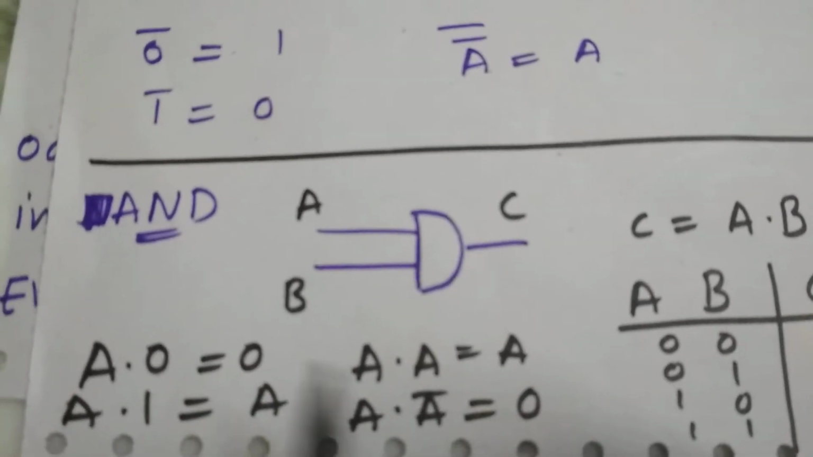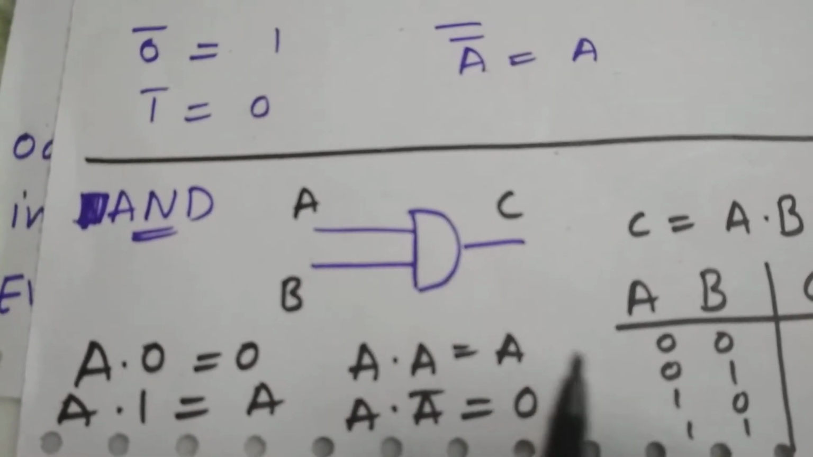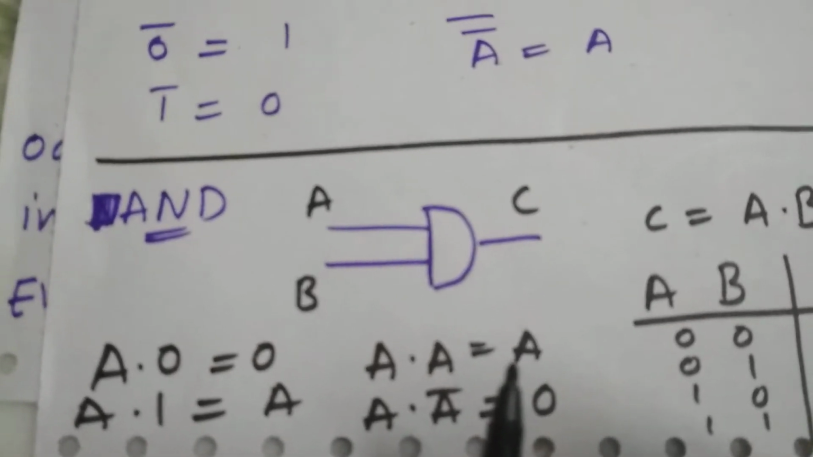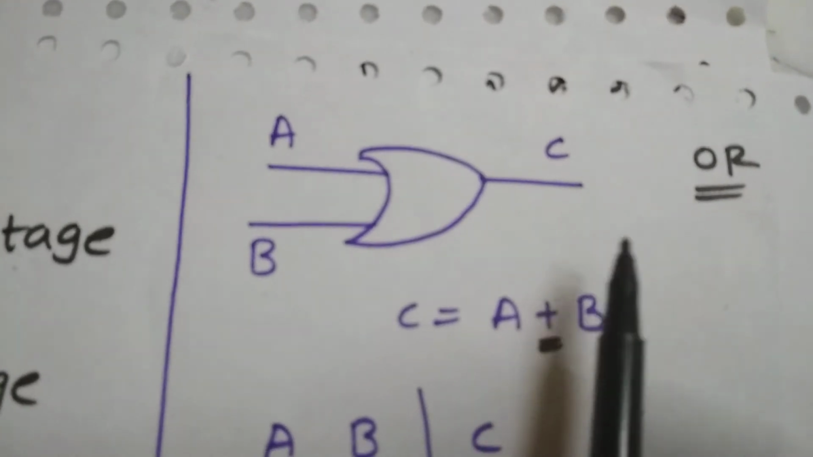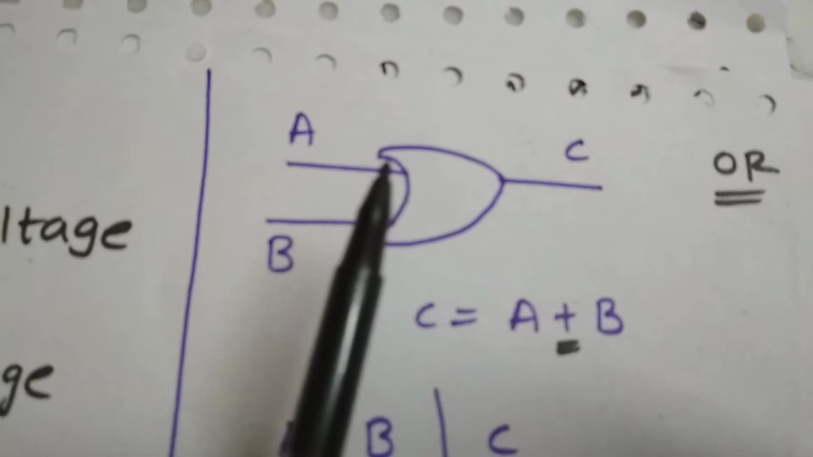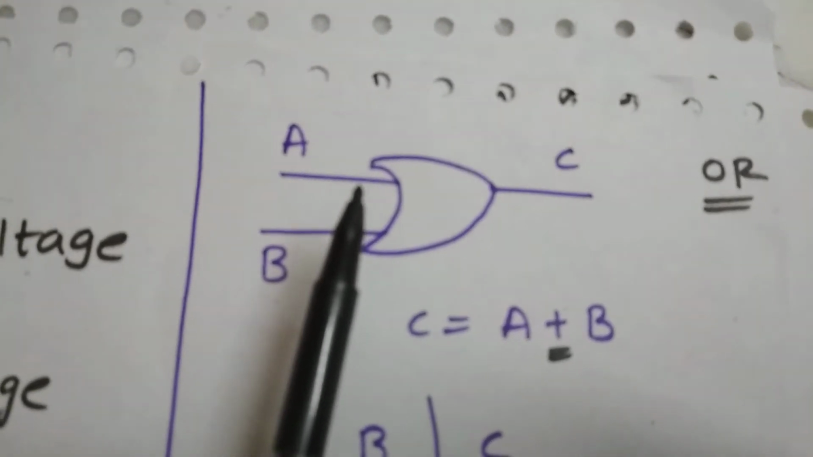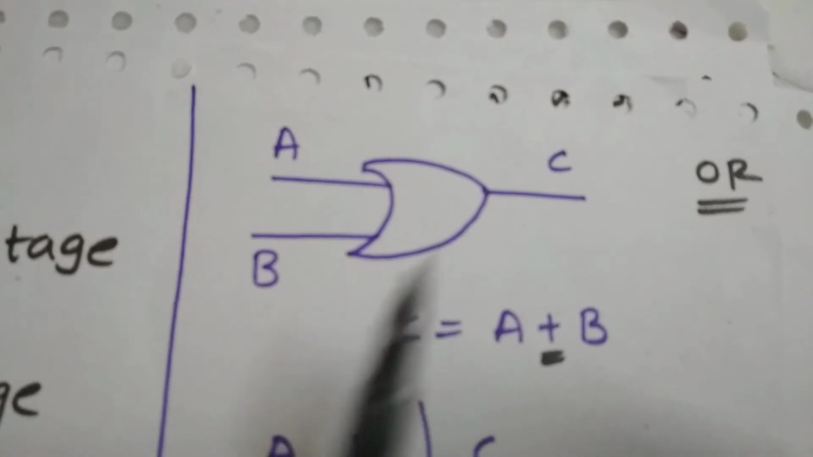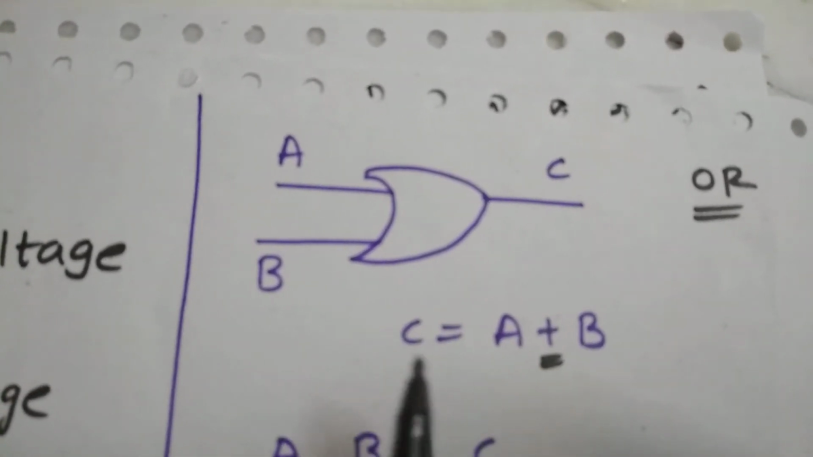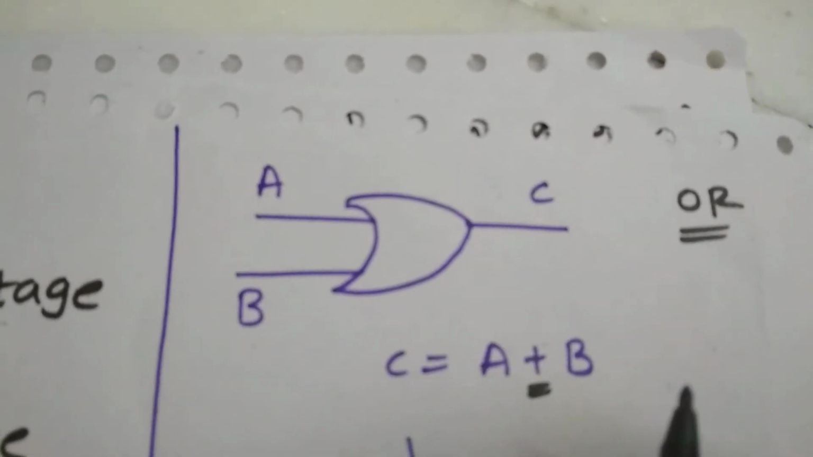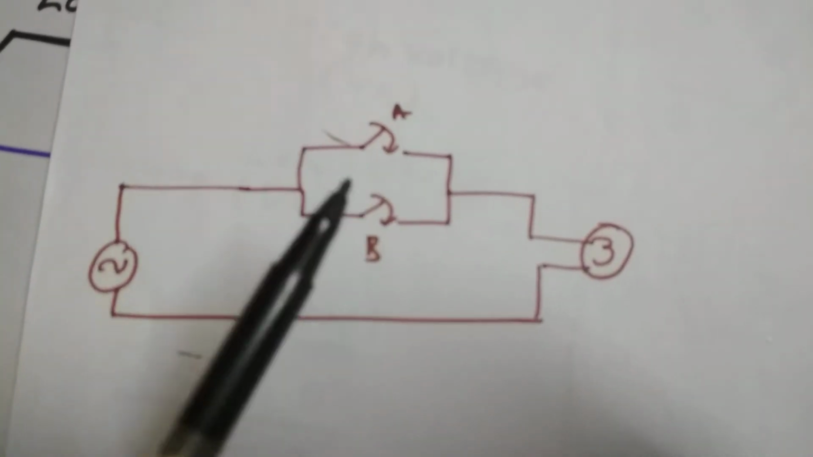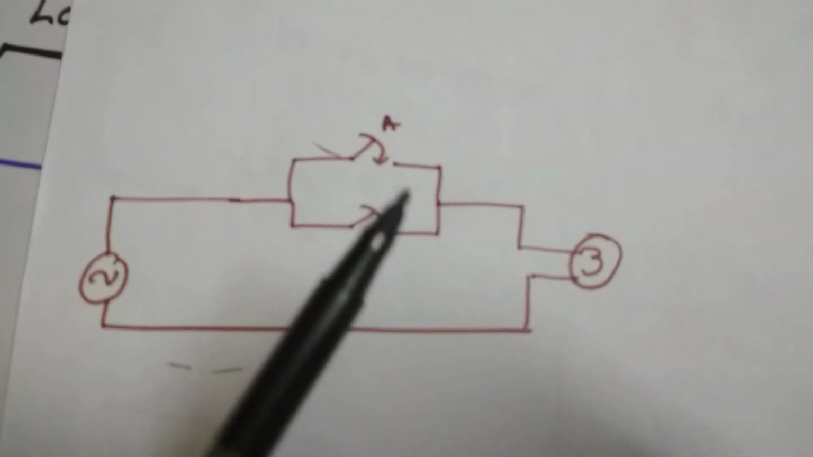These expressions you need to have a brief look at and answer very fast for the competitive point. Next gate is the OR gate. The minimum number of inputs for this OR gate is 2. We can have more than 2, and this is the symbol of an OR gate logic diagram. Here it is represented in Boolean expression, C equals A plus B. To have a better understanding, let us look at this circuit. It will explain the OR gate clearly.